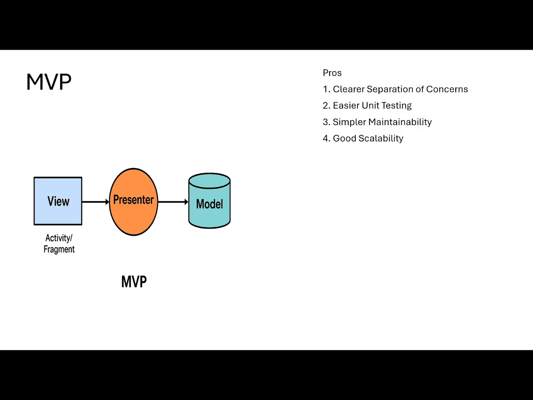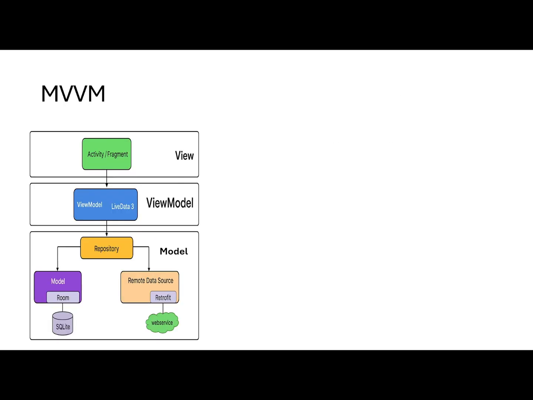Now let us discuss another popular pattern, that is MVVM or Model View ViewModel. In MVVM, presenter is replaced with the ViewModel. But what makes the ViewModel different from a presenter? In MVP, view and presenter know about each other. But in MVVM, view holds a reference of the ViewModel and ViewModel does not hold the reference of the view. In other words, view knows the ViewModel, but the ViewModel does not know the view.